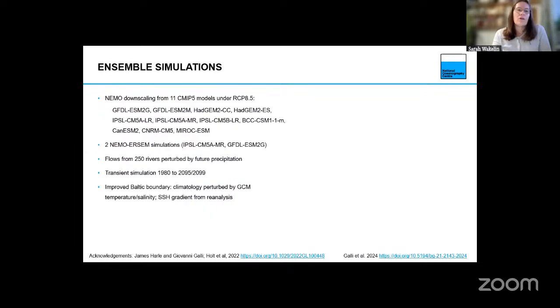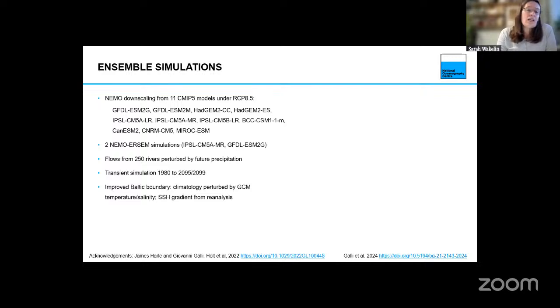Yeah, so following on from that, James and Giovanni built and ran this ensemble of NEMO simulations from CMIP5, RCP 8.5 models. There were 11 NEMO-only ones and 2 with the ecosystem model ERSEM switched on as well. For this case, we felt we had enough information to perturb the river flows by future precipitation from the driving models. And again, these were transient simulations.